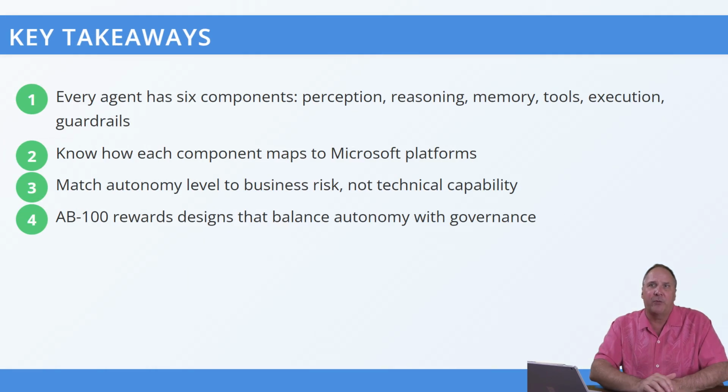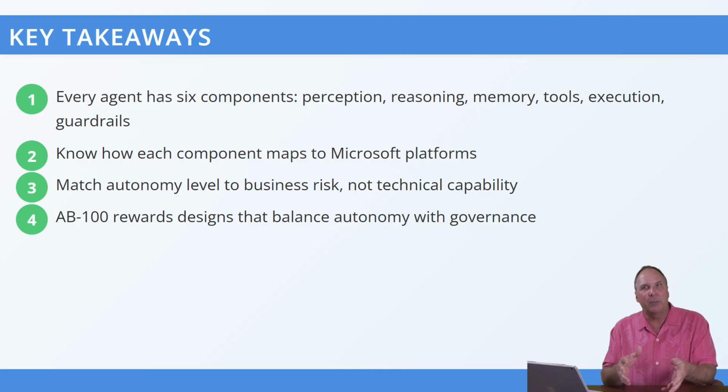So let me wrap up with 4 key points. 1, every agentic system has 6 core components: perception, reasoning, memory, tools, execution, and guardrails. None are optional. 2, know how each component maps to the Microsoft platform. The exam tests this mapping directly.